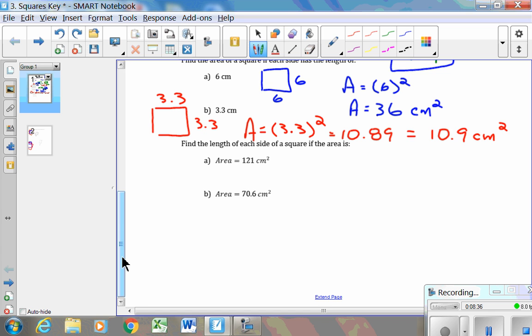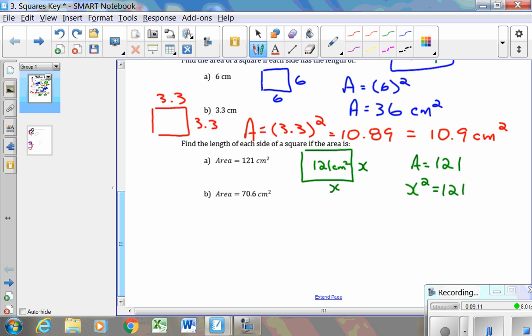Now we're going to work backwards. Again, if we want to visualize what we're talking about, inside the square we have 121 little squares. Exactly 121 little squares are inside this shape. How do you figure out the length of the side? Well, we know the area is 121. We know that x squared is 121.